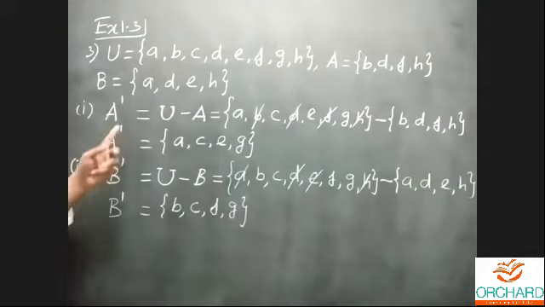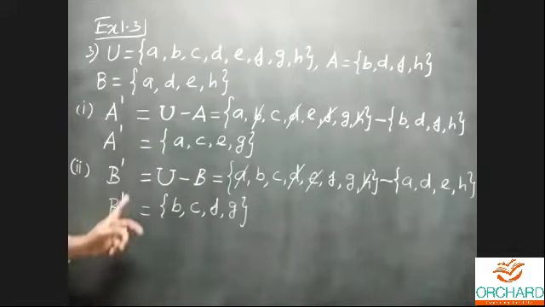What does A dash mean? The complement of set A. The complement of set A is nothing but A dash. B dash is nothing but the complement of set B. Next is the third subdivision, subdivision number 3.